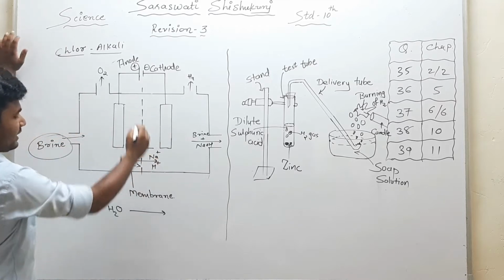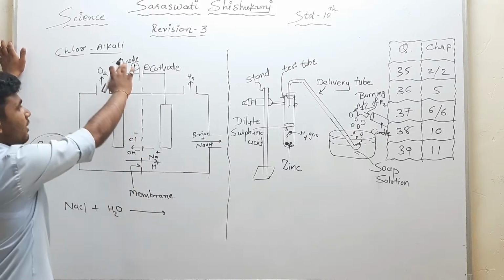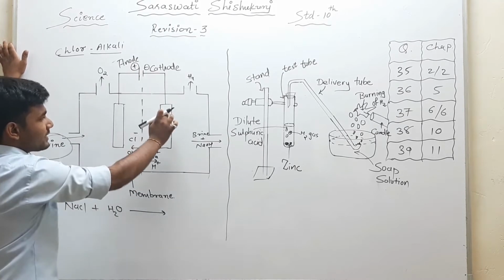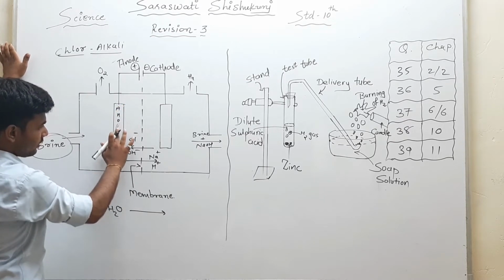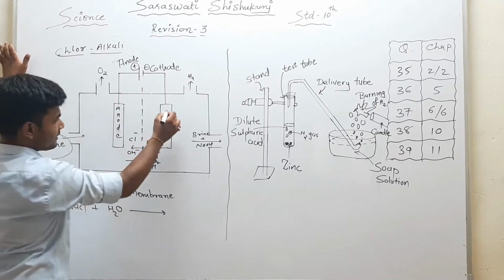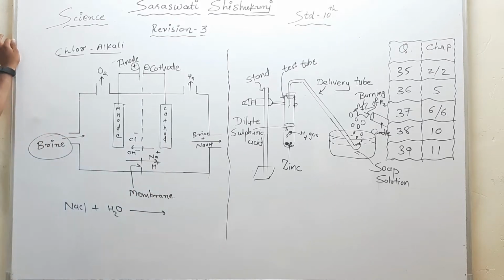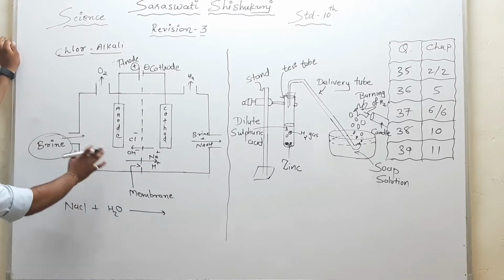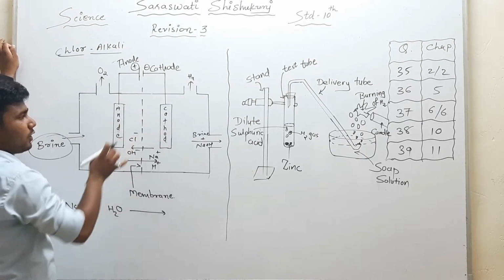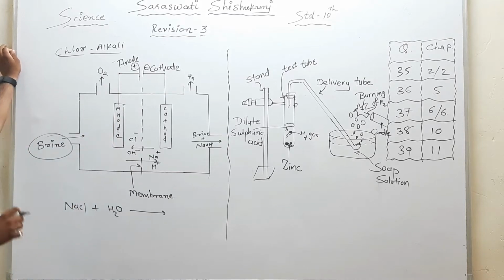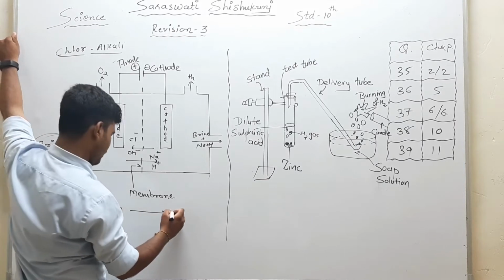Here the brine solution is there. Here we have the membrane, and the anode and cathode are placed. As we know, anode means positively charged and cathode means negatively charged. So this is our anode and this is our cathode. Now see, when NaCl plus water is here, between this anode and cathode there will be an electrical potential. So when electric current passes through this type of electrolytic cell, what will happen?